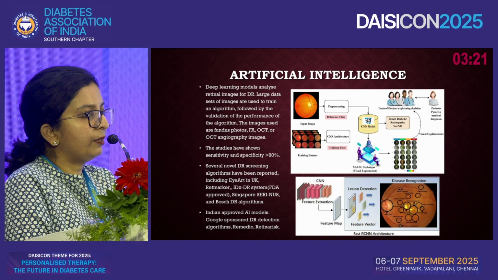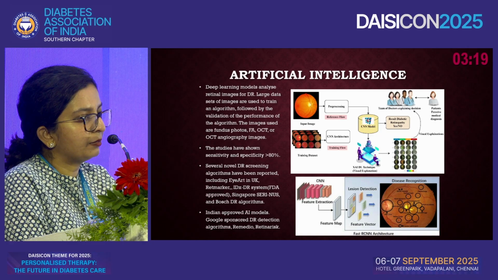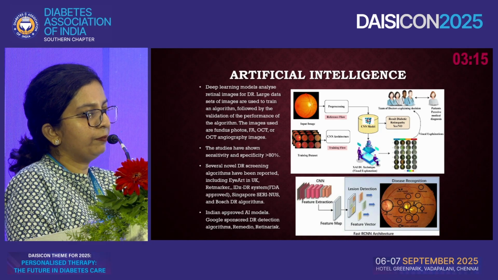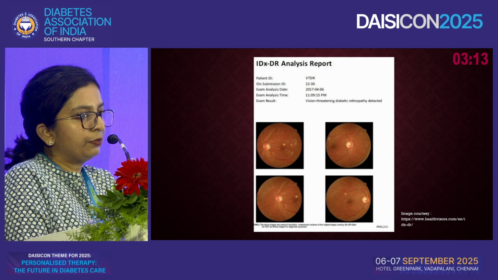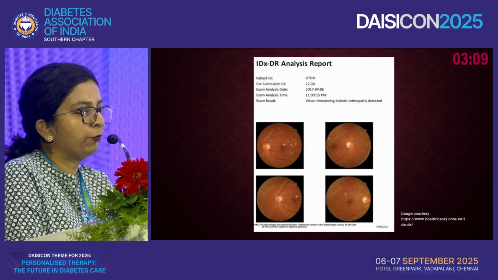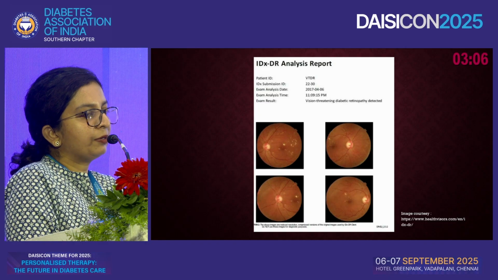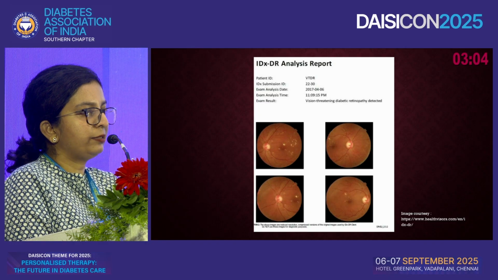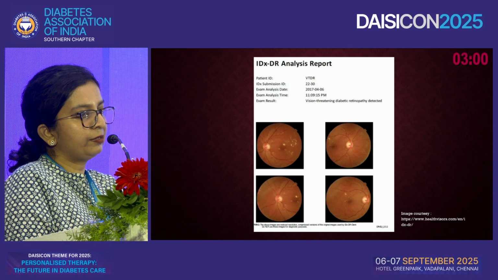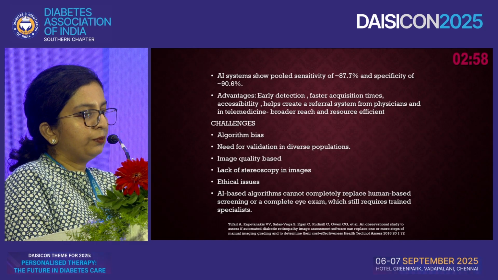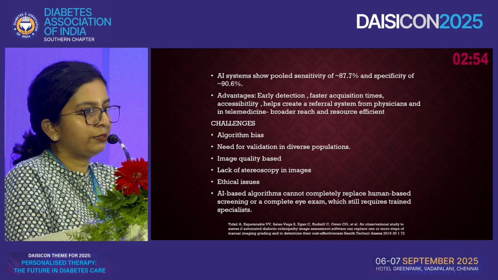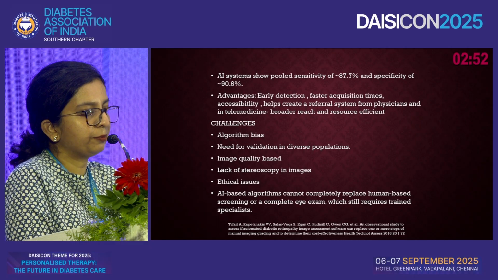So multiple algorithms are available. Some are FDA approved and some Indian approved AI models are also available as of now. And so this is a sample of the report we can get with AI software. It would give a result as vision threatening diabetic retinopathy, or some algorithms even give us the staging also. So the sensitivity is very good. It is around 87% and specificity is also 90%, which is pretty good.